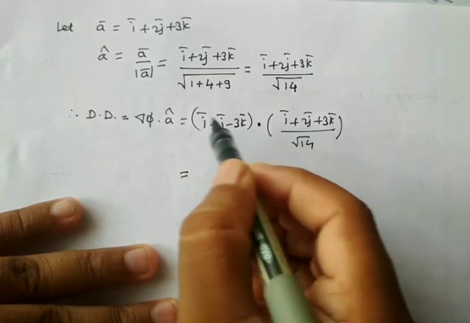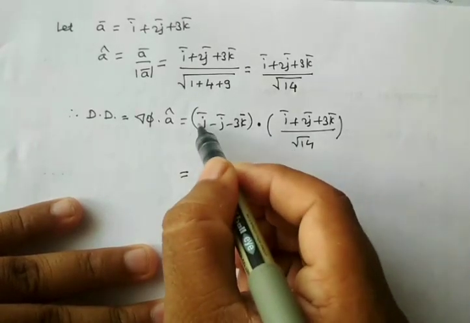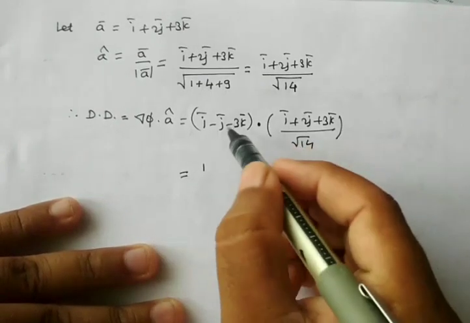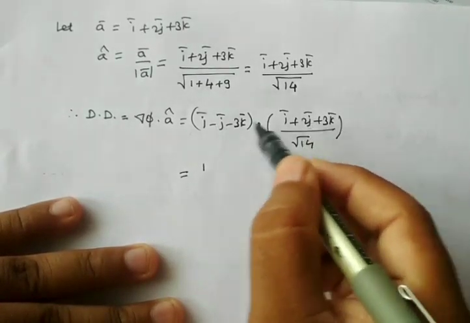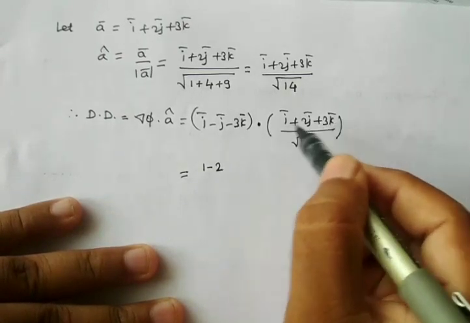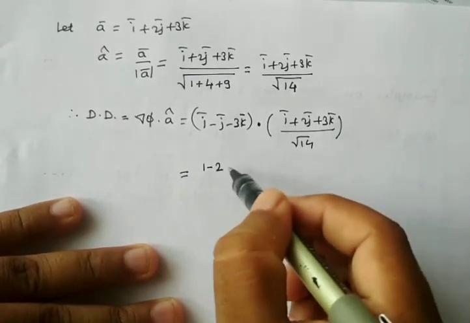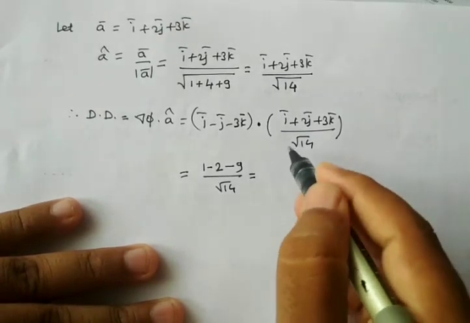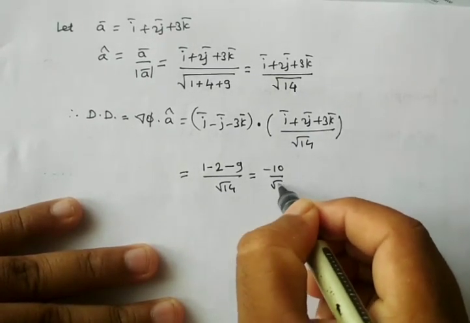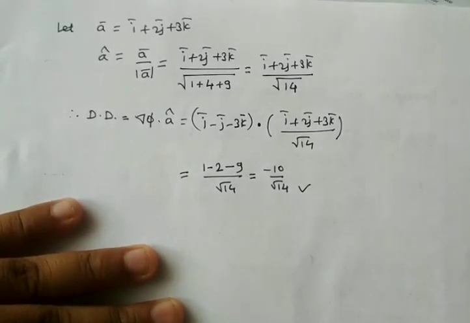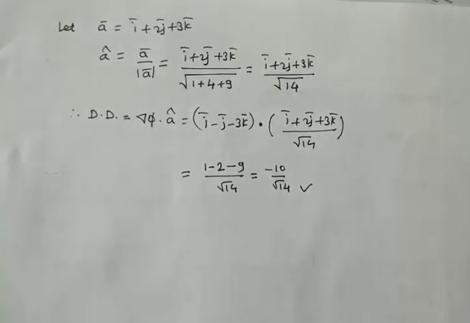So how to take the dot product? A1 into B1, that is the coefficient of i bar, 1 into 1 is 1. Then A2 B2, that is minus 1 into plus 2, that is minus 2. A3 B3, that is minus 3 into plus 3, that is minus 9, upon root 14, that is minus 10 upon root 14. That is the directional derivative, the final answer of this first sub question.